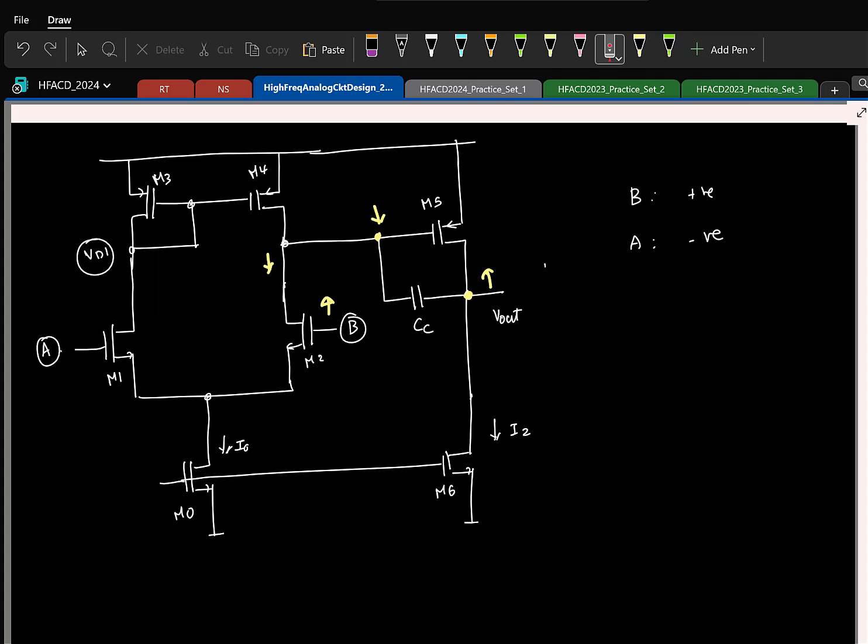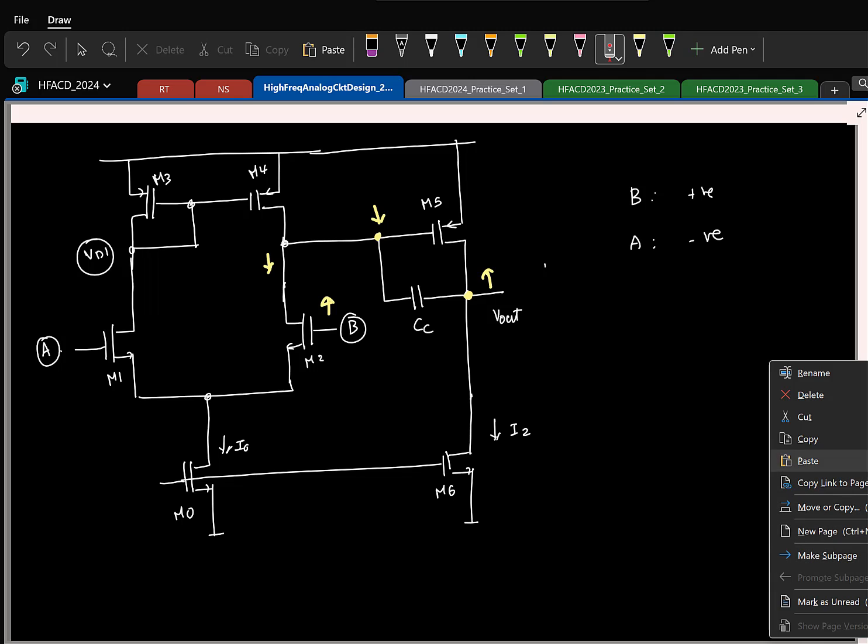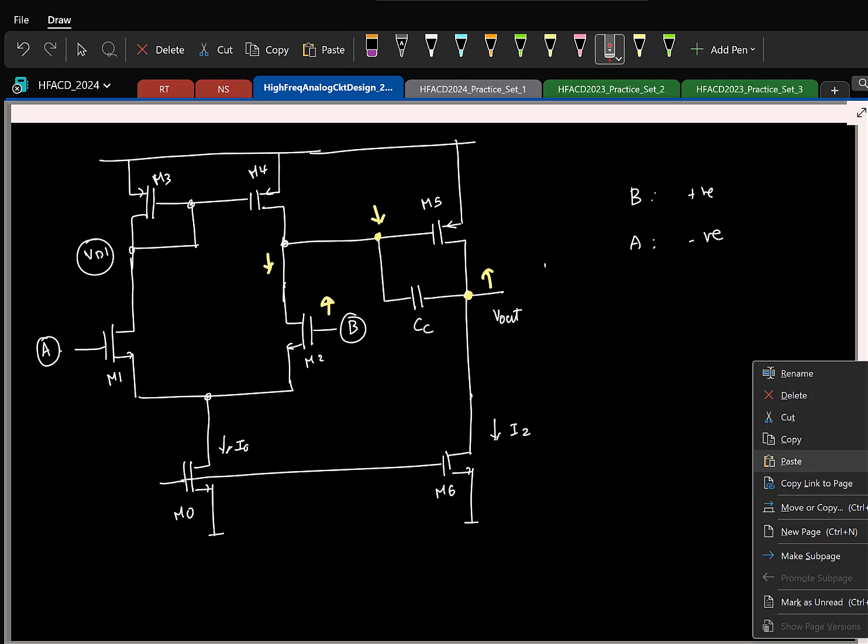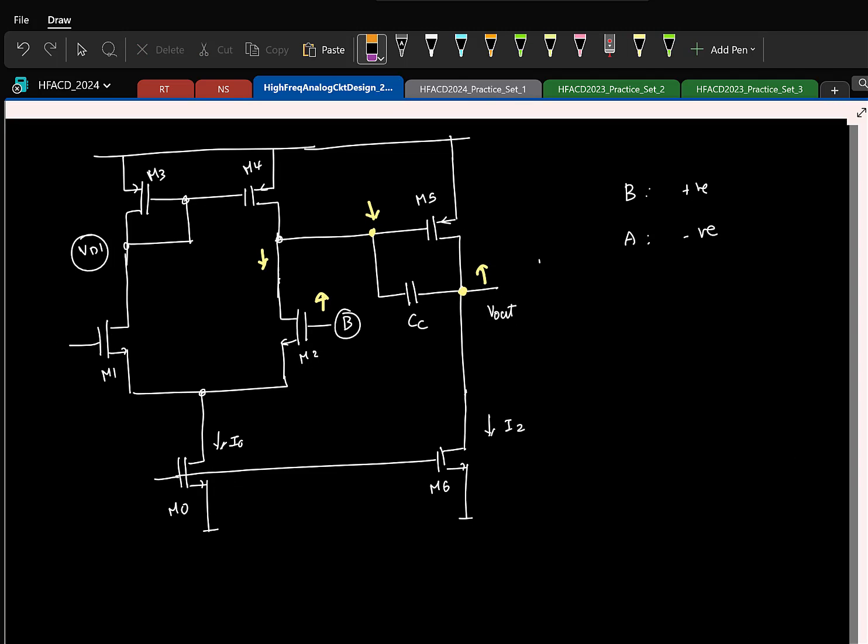So yeah, now we have this. So let me copy this. So this guy is the negative terminal. This is the positive. I'll erase all this. Okay. So now let us say I go and apply a DC bias here. Say some common mode voltage to both the gates.